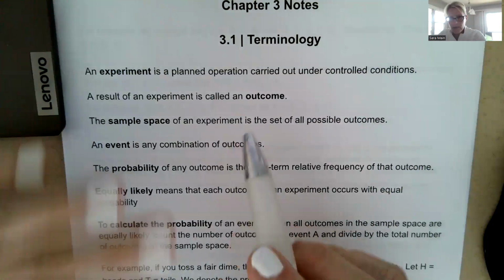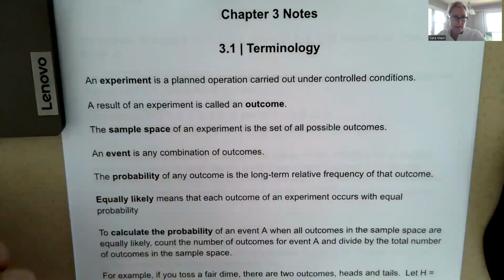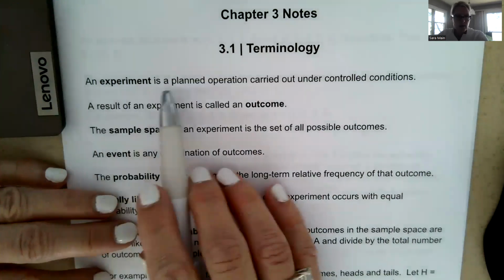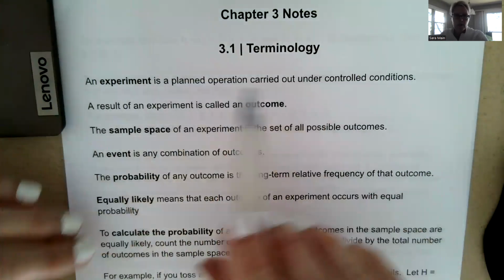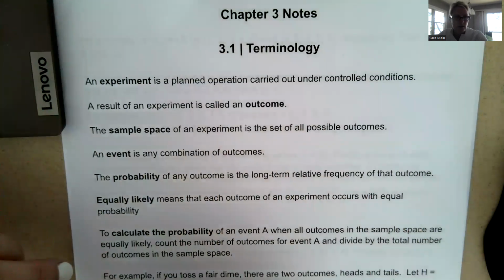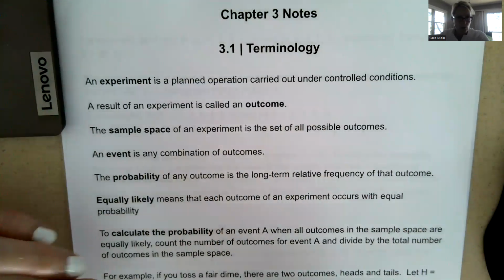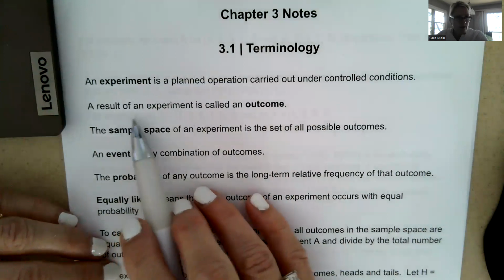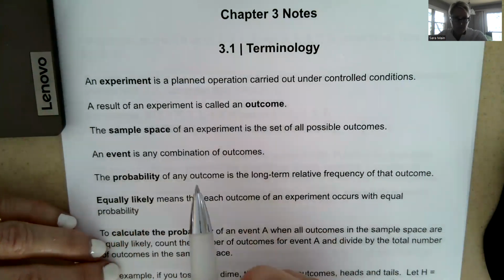So we're starting in chapter 3. It's all about probability, and it starts with experiments. An experiment is a planned operation carried out under controlled conditions. We talked a little bit about designed experiments in chapter 1. A result of an experiment is called an outcome.